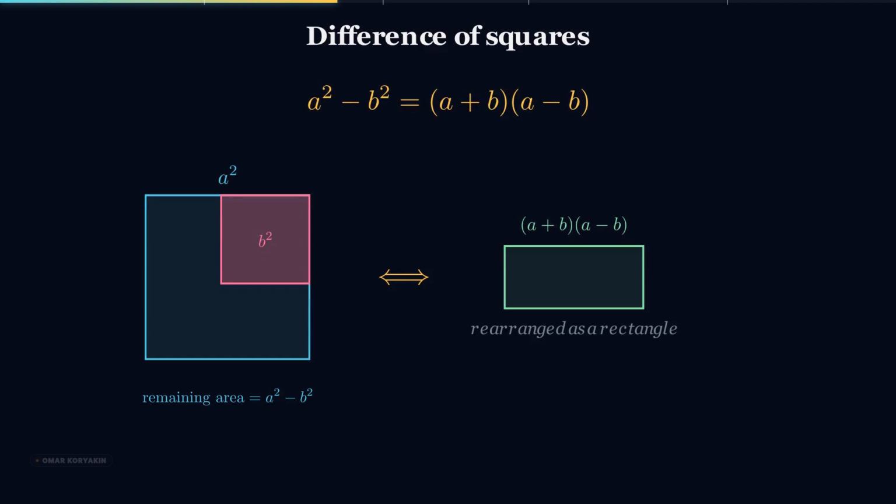Slice the L along the diagonal of its waist and rotate one piece into place. The shape becomes a rectangle. Its width is a plus b, its height is a minus b. The area of that rectangle is a plus b times a minus b. Same area as the original L, two ways to write the formula. That equality is the difference of squares pattern.